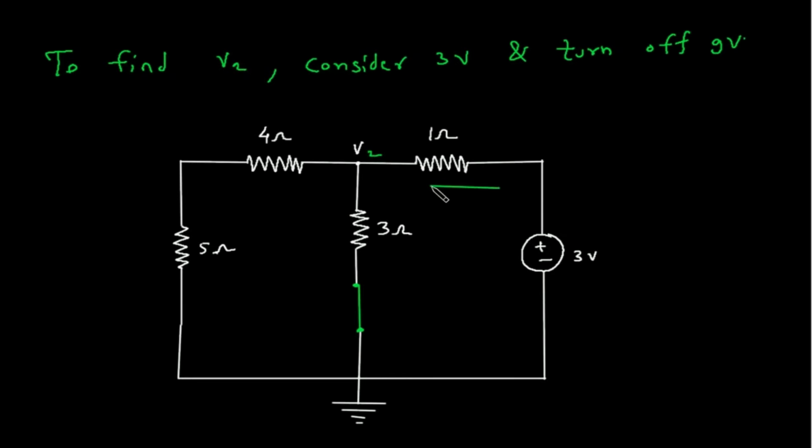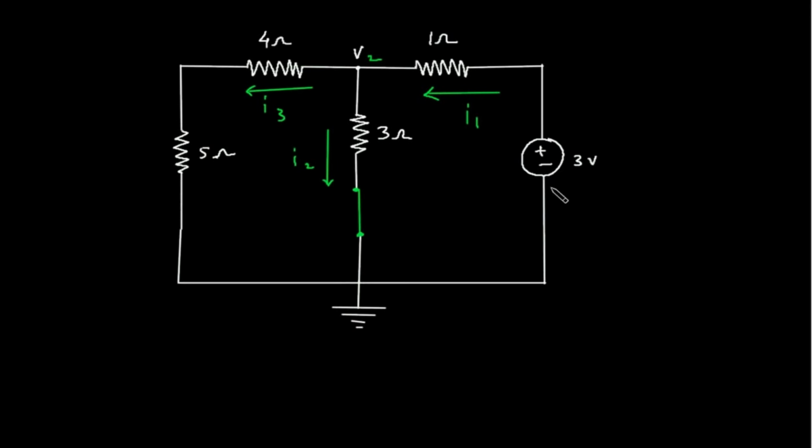Now again we will apply nodal analysis here. So let's say this is current I1, this is current I2, and this is current I3. So apply KCL at node V2. So summation of all the entering current, I1 is equal to I2 plus I3. Now I1 is equal to 3 minus V2 by 1.